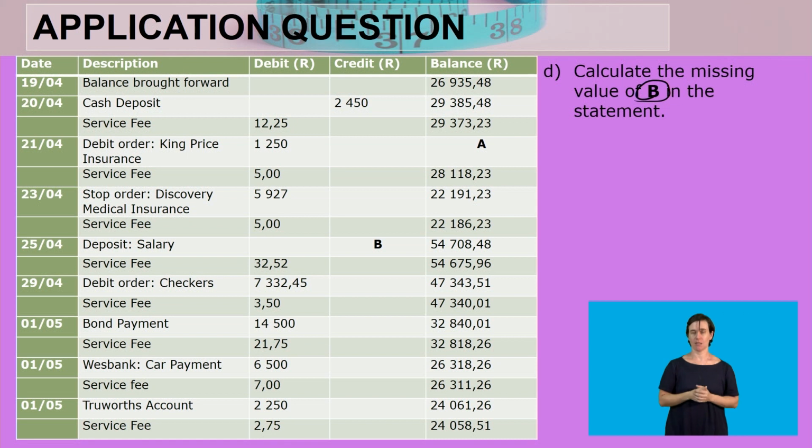Then number D: calculate the missing value of B on this statement. Looking at our statement, we can see that B appears under credit. So this is our B, and we need to find B. If it's a credit, an amount was deposited into this account, and we need to find out how much it was. We are going to be using these two balance values here.